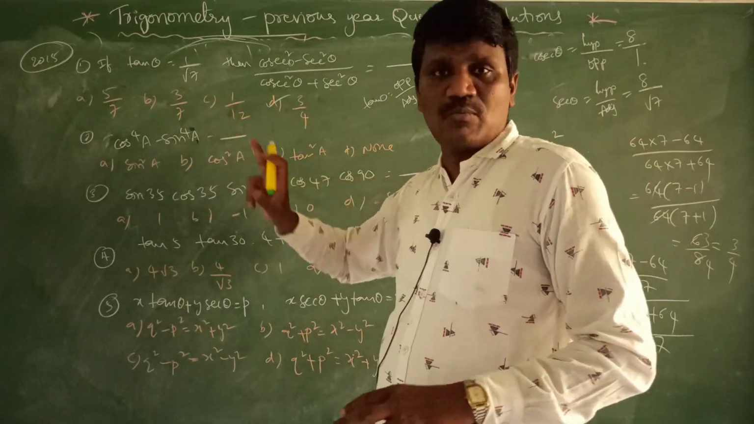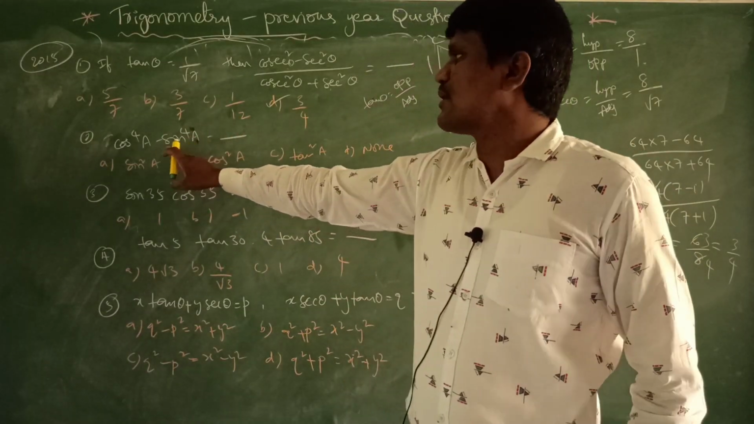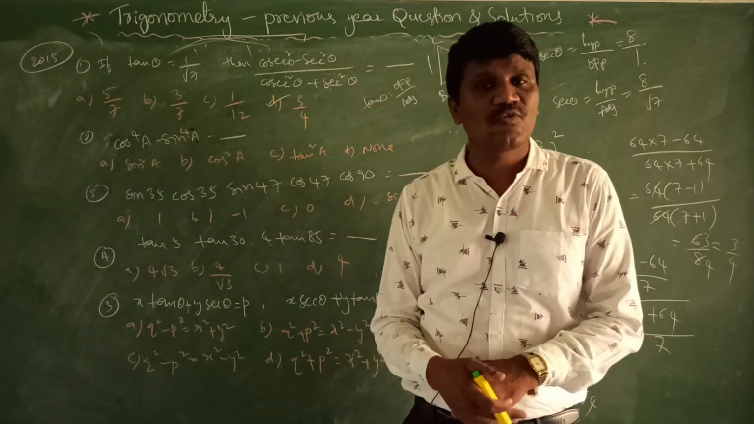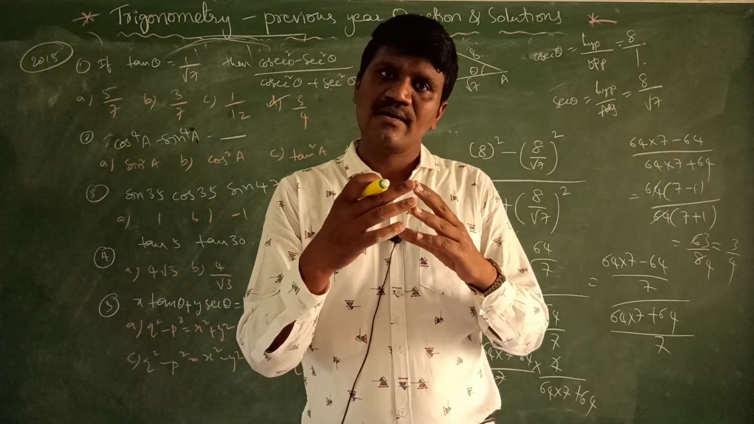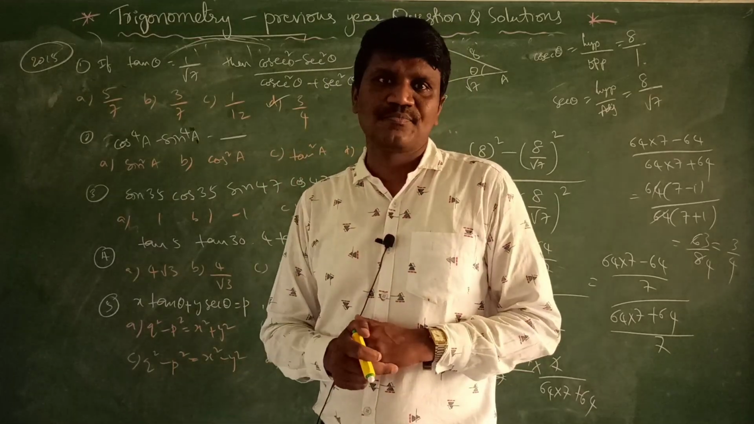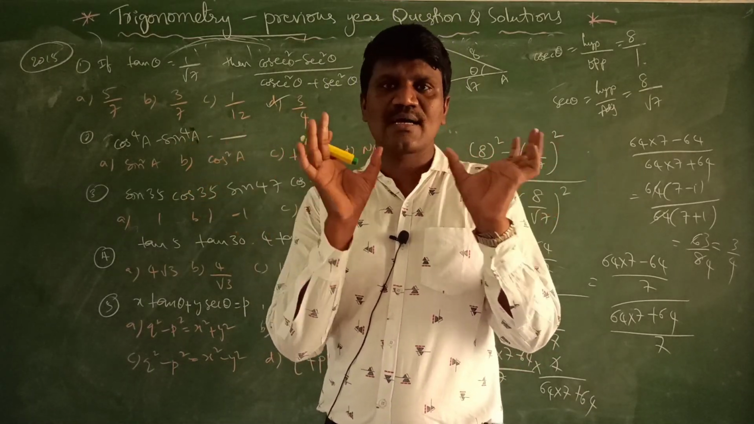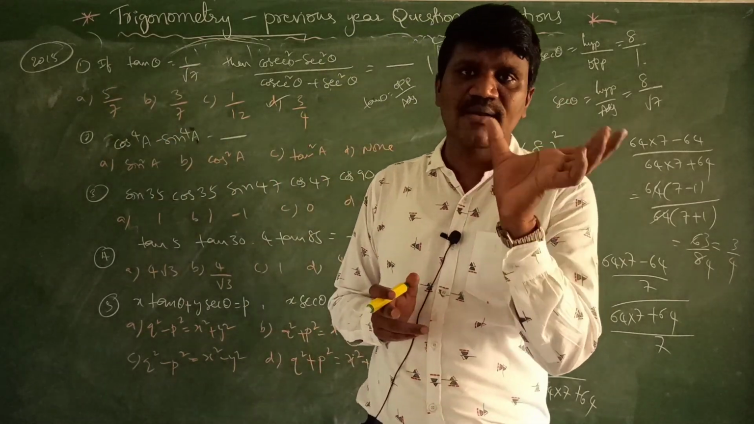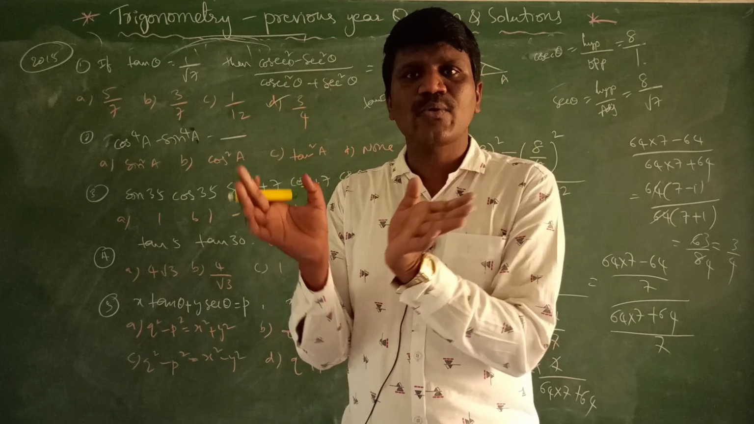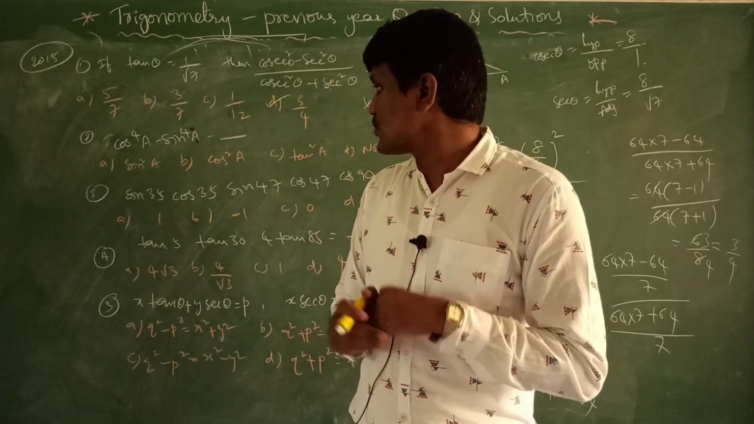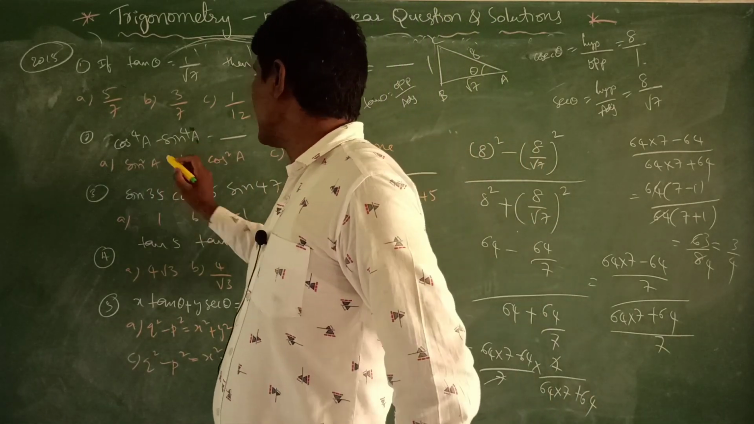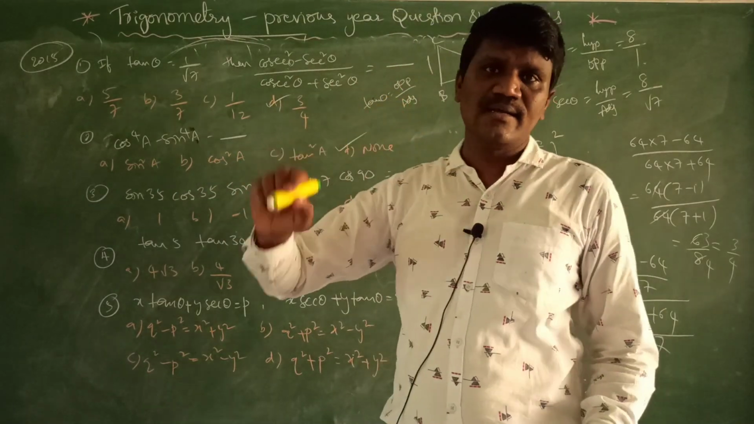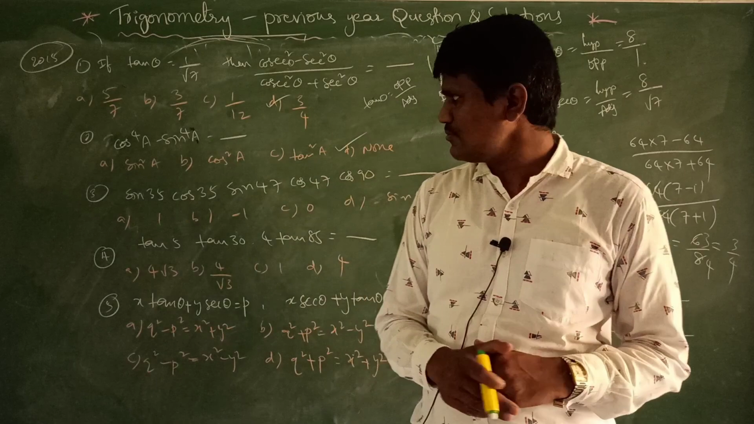Now the second problem. Already we have done this previously: cos power 4 theta minus sin power 4 theta is nothing but (cos square theta minus sin square theta) whole square, then using the a square minus b square formula, (cos square theta plus sin square theta) into (cos square theta minus sin square theta). Cos square theta plus sin square theta is 1, into cos square theta minus sin square theta. So the answer will be cos square theta minus sin square theta. Whether it is in the options or not, directly none is the option.